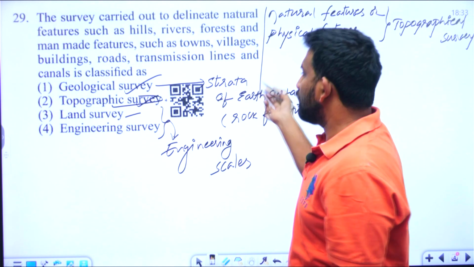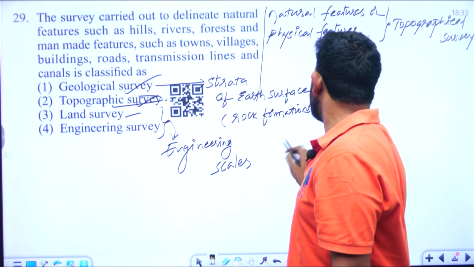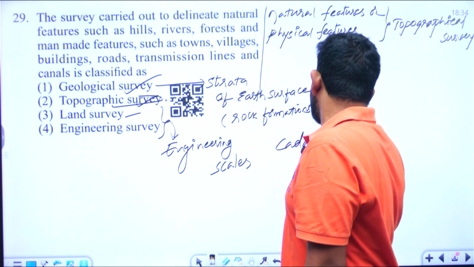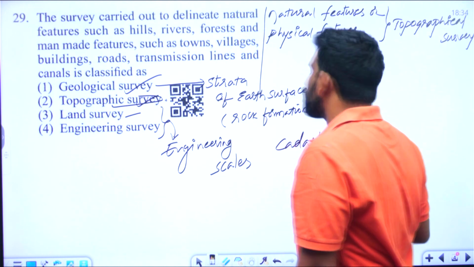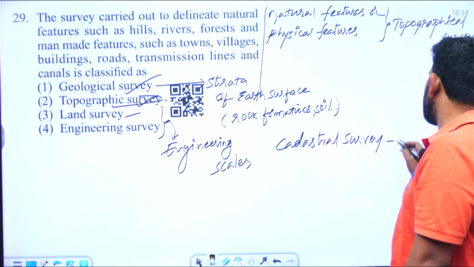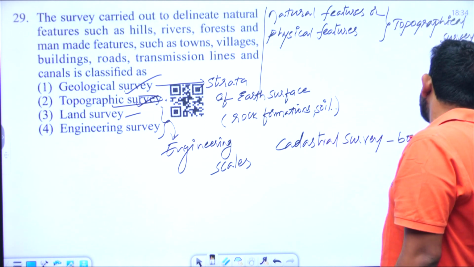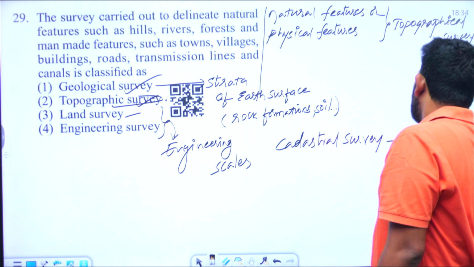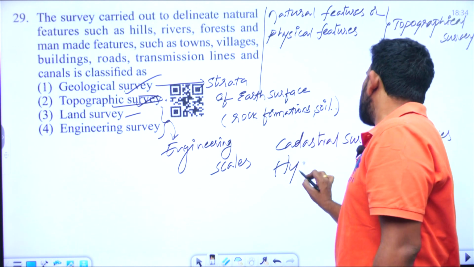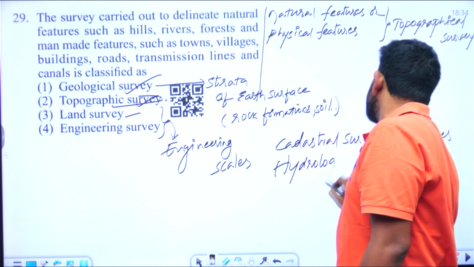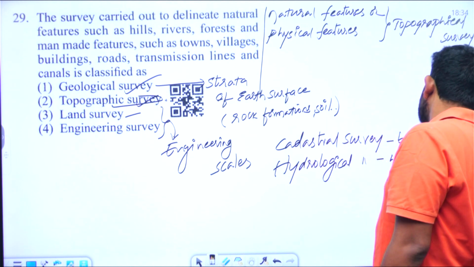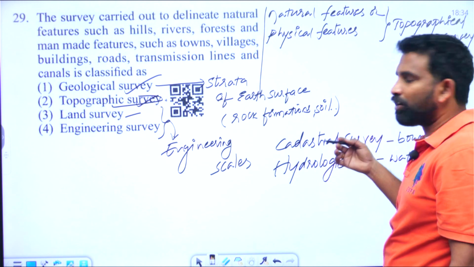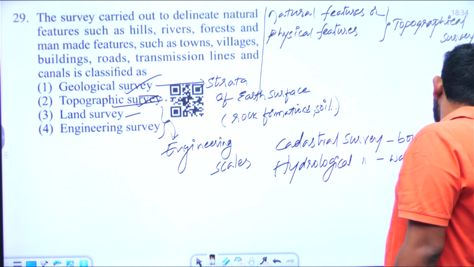Okay. So if the options were given like cadastral and so on, the cadastral survey deals with the boundaries. Why? Because we also have to know the other types of surveys. Okay. Hydrological survey deals with the water bodies, like the catchment areas or the discharges or runoff water bodies.